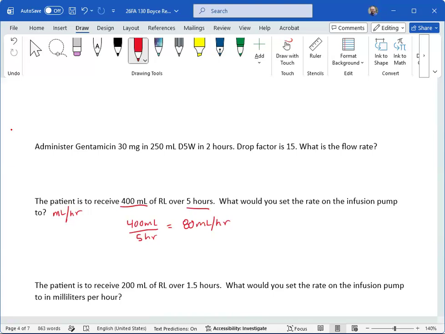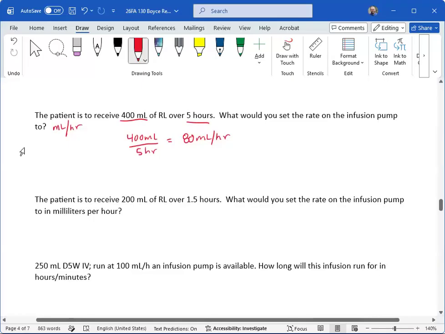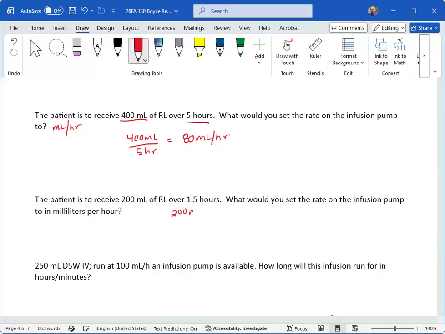So let's look at this one right here. It's basically the same question, but now it's saying 200 milliliters over 1.5 hours. So what am I going to do? Now, this one actually tells you what you would set the infusion pump to in milliliters per hour. I don't think it's going to tell you the units on your test, which is why I'm reminding you to make sure you know what you're looking for.